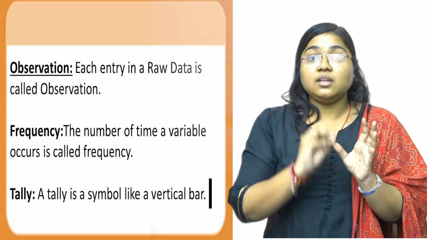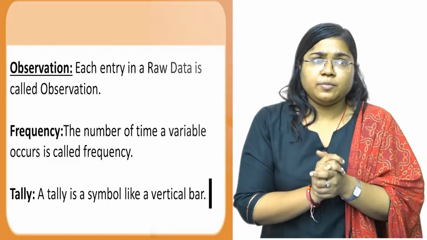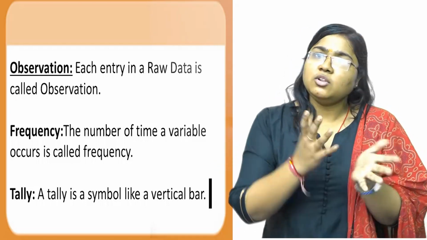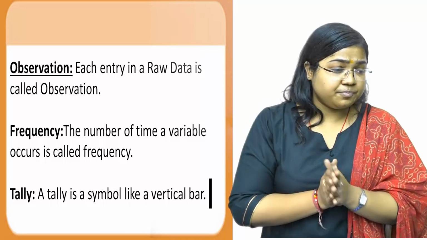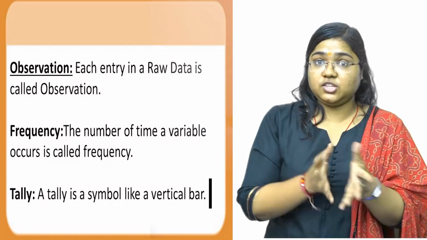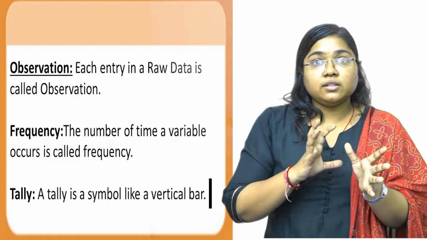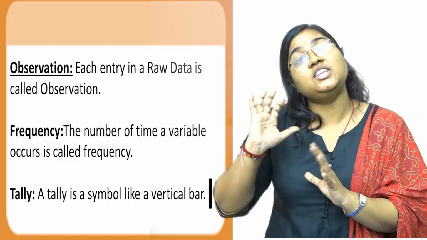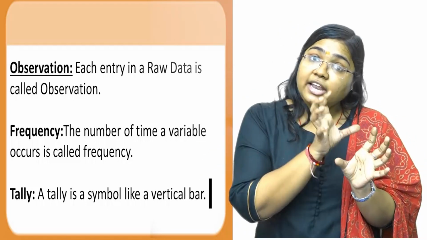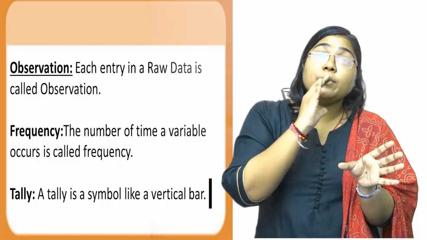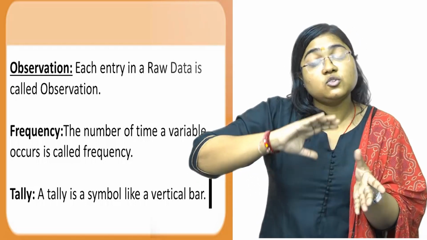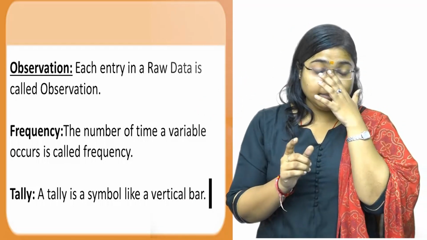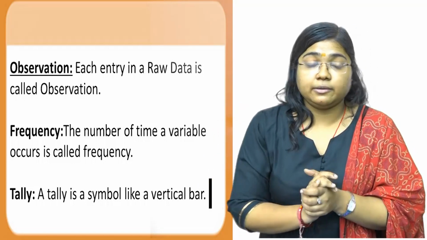The next term in this chapter is frequency. Frequency is the number of times something is repeated. Let's take an example. If I ask the ages of class 6th students, there will be, I think, many students of age 11. Suppose there are 7 students of age 11. So age 11 is the variable, but how many students are of age 11? 7. So 7 will be the frequency. Frequency is the number of times any event repeats.